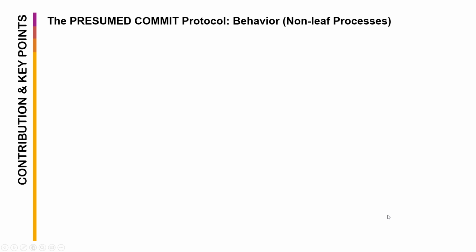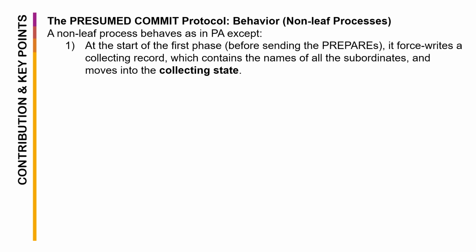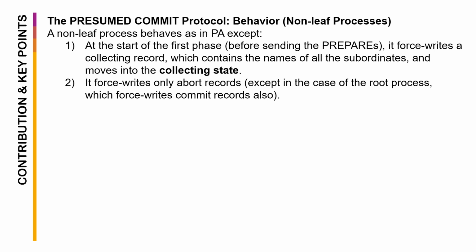So how does each of the entities or processes behave? Okay, so a non-leaf process behaves similarly as in presumed abort, except that at the start of the first phase, before sending the prepares, it force writes a collecting record, which contains the names of all the subordinates, and moves into the collecting state. It force writes only abort records, except in the case of the root process, which force writes commit records also.